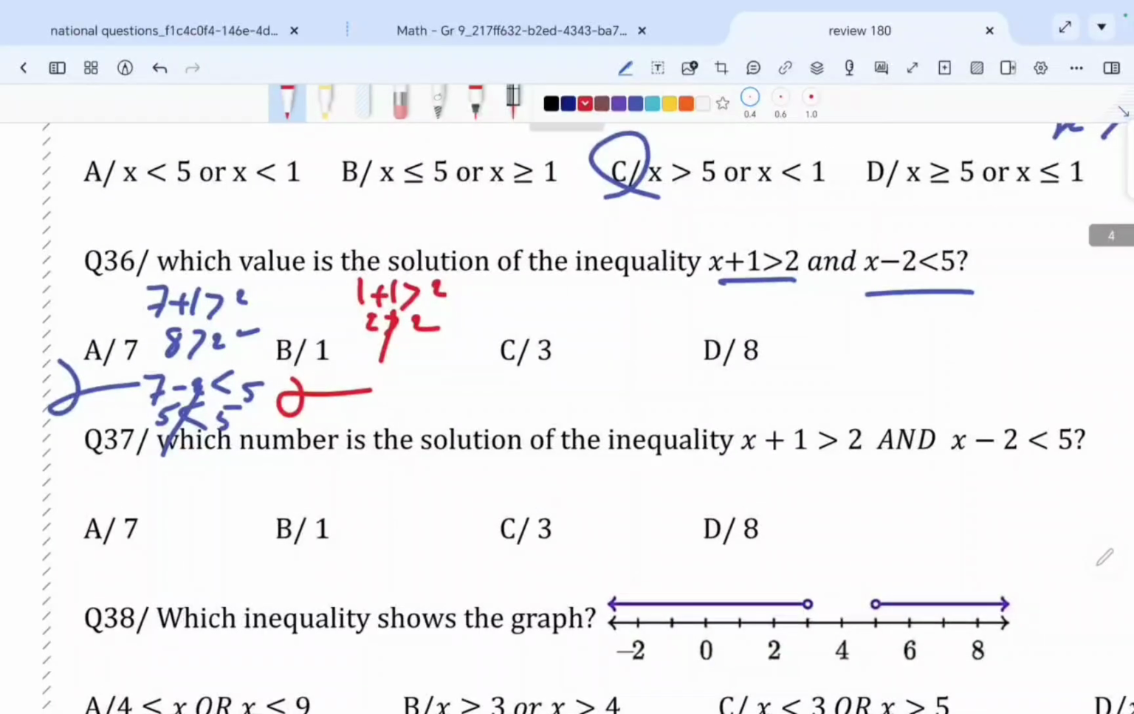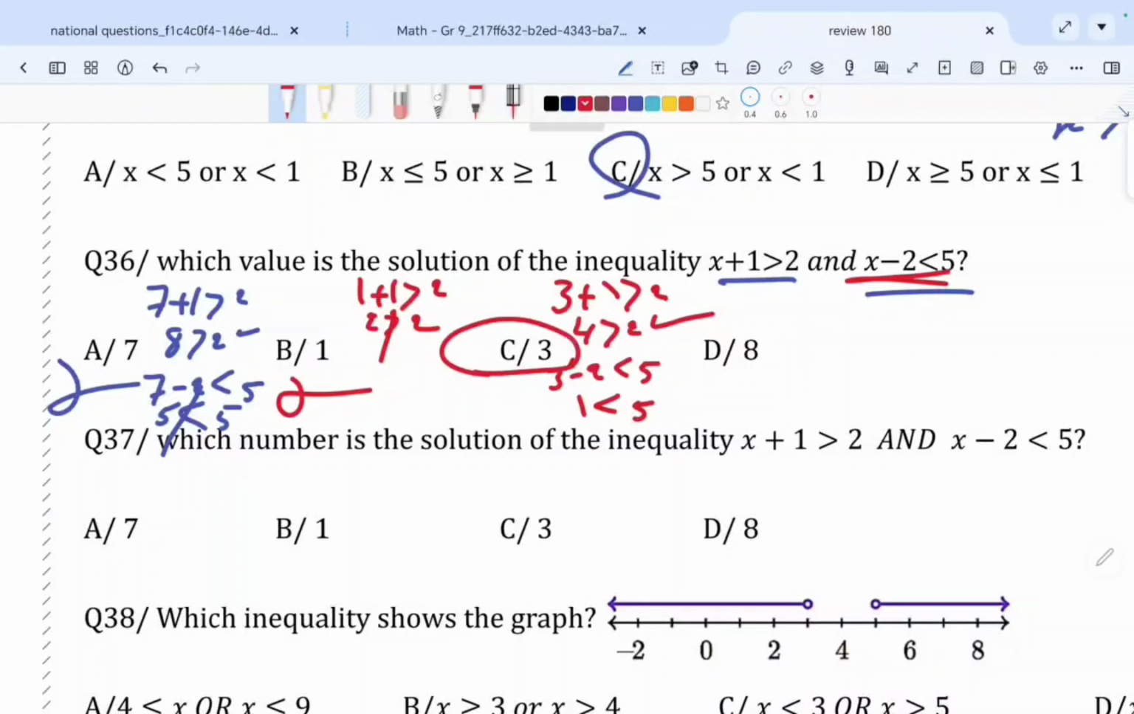Let's see 3. 3 plus 1 is greater than 2. It will be 4. 4 is greater than 2. Correct for the first inequality. Let's see this one. X equals 3. 3 minus 2 is less than 5. 3 minus 2 is 1. 1 is less than 5. So this one is correct.